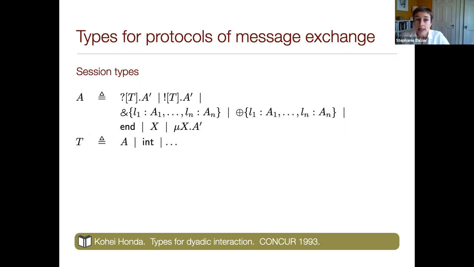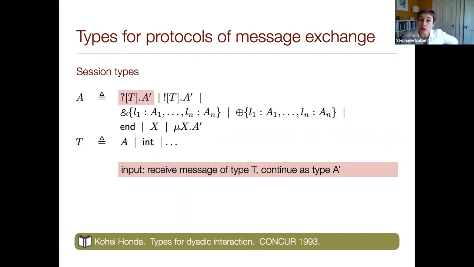All right, so what I have here is an abstract syntax. A denotes a session type, and T denotes types. It's the sort of types which can either be A itself, a session type, or a basic value. Let me walk you through those session types. Let's look at the first one: question mark, brackets T, then dot A prime. This type says that the next thing that has to happen is an input. A process of this type will first receive a message of type T, and then it continues according to the protocol or session A prime.